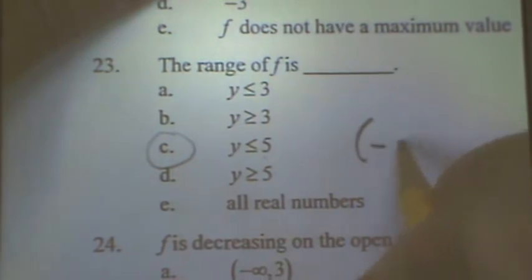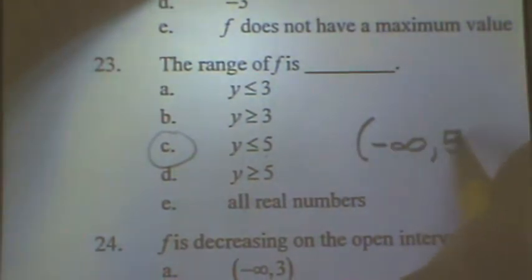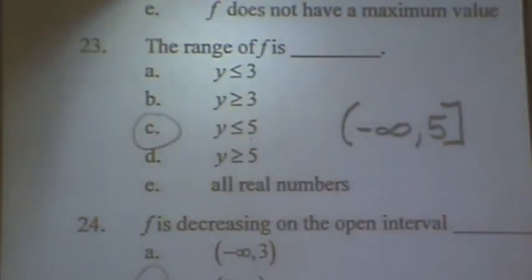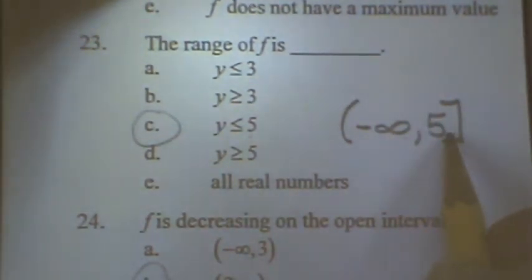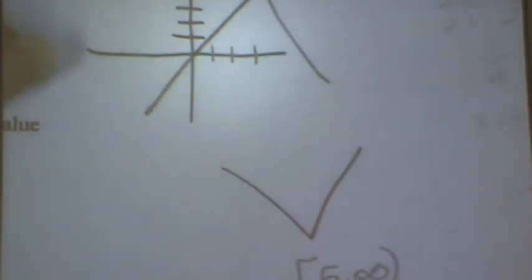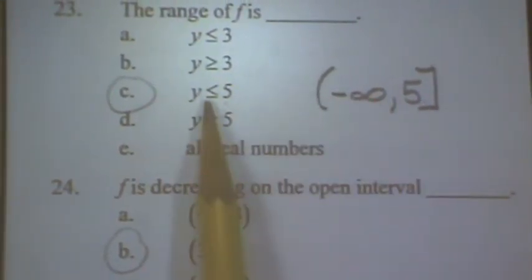Now, if they write it in interval notation, it would look like this: negative infinity, comma 5 with a bracket, just in case. Always start with your smaller number, go to your bigger. So had this absolute value function been going the other way, and this was 5, it would be from 5 to positive infinity. So that would be your range. By the way, your domain is all real numbers for absolute values. So the range is from negative infinity to 5, or y is less than or equal to 5.